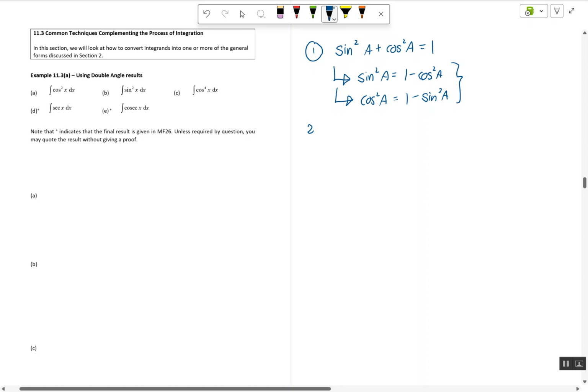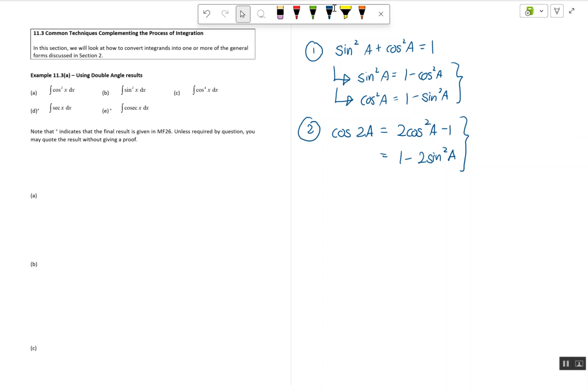The number two thing is the cosine double angle formula, and this is given. It is equal to 2 cos square A minus 1. It's also equal to 1 minus 2 sine square A. And there's a third one, which is not going to be relevant in this part. This is the second thing that comes to your mind when you see cosine square: the double angle formula. So when you need to integrate cosine square, ask yourself, can I integrate cosine square?